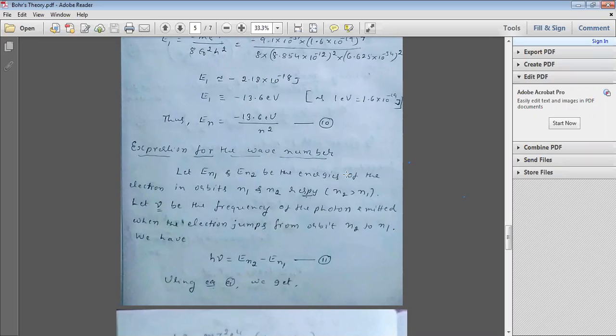Whatever wavelength lambda comes out, if you take the reciprocal 1 by lambda, we call that the wave number, and we are trying to derive the expression for the wave number. It is very simple, so follow along.